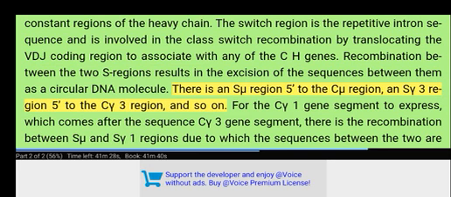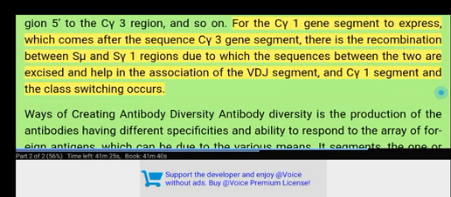There is an S mu region 5' to the C mu region, an S gamma 3 region 5' to the C gamma 3 region, and so on. For the C gamma 1 gene segment to express, which comes after the C gamma 3 gene segment, there is a recombination between S mu and S gamma 1 regions, due to which the sequences between the two are excised and help in the association of the VDJ segment and C gamma 1 segment, and the class switching occurs.